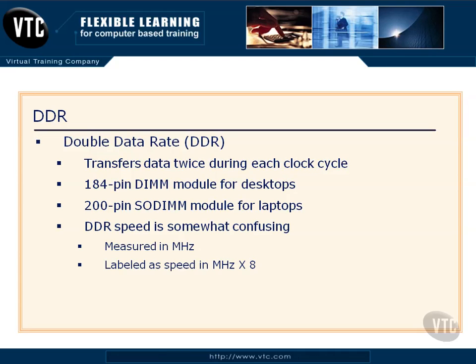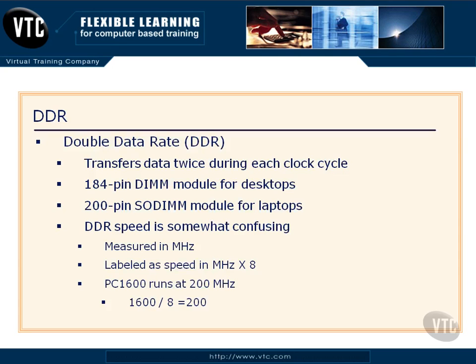However, as a marketing deal, I guess, this is labeled as the speed in megahertz times 8, all right? So that means that a PC 1600 DDR piece of RAM runs at 200 megahertz, okay, because it's labeled at the megahertz times 8. So take the speed that it's labeled at, 1600, divide by 8, and you get magically 200. So PC 1600 runs at 200 megahertz, okay? And there's how you figure that out.